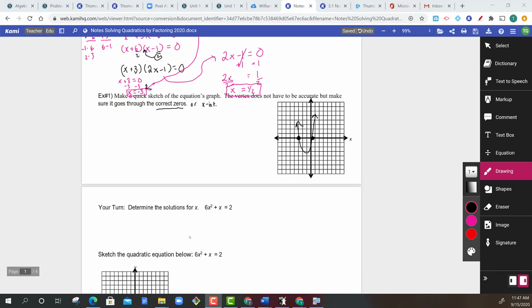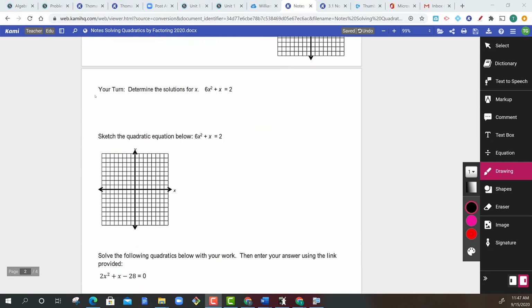I would encourage you to pause the video and try the your turn on your own. So I'm going to show the first couple of steps here in just a couple of seconds. So that's what this one should look like right before you factor it. Subtract 2 from both sides. Now factor that using jump, slip, slide. Here's the next couple of steps.